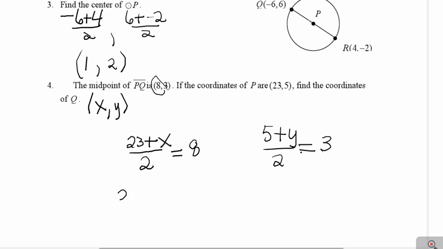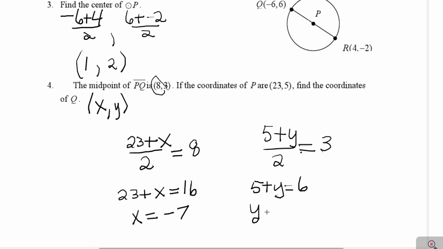So to solve this, I would multiply both sides by 2 to get rid of that fraction. So I have 23 plus x equals 16. And then over here I'd have 5 plus y is equal to 6. And then subtract 23, so that x coordinate would be located at -7. And then if I subtract 5, the y coordinate would be located at positive 1. So the final answer for the coordinates of point Q are at -7, comma 1.